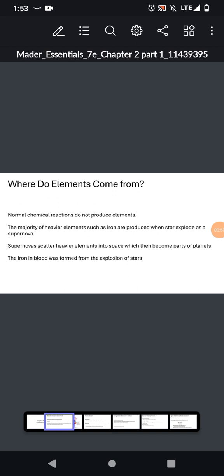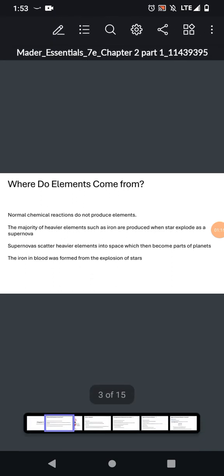Where do elements come from? Normal chemical reactions do not produce elements. The majority of heavier elements, such as iron, are produced when stars explode as a supernova. Supernovas scatter heavier elements into space, which then become parts of planets. The iron in blood was formed by the explosion of stars. That's cool.